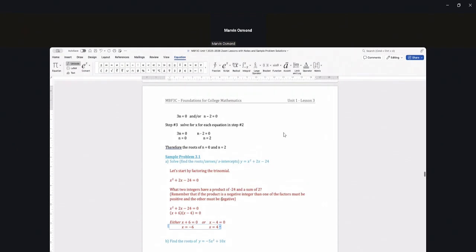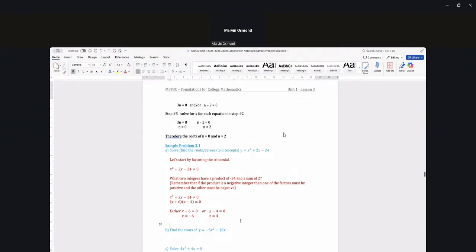So therefore, the roots are x equals 4 or x equals negative 6. So I'm just going to copy these and put them in here.